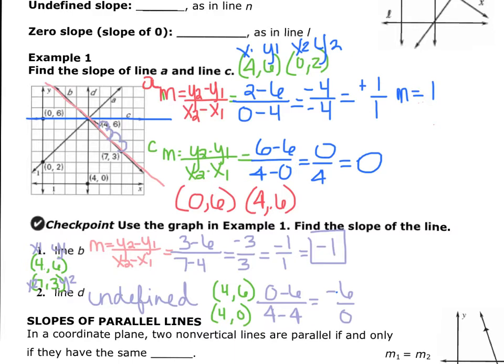You cannot divide anything by 0. Think about trying to divide a pizza into 0 pieces. That's just not feasible. So when you put this into your calculator, you get an error. When you get an error out of your calculator, that means that the slope is undefined. So vertical lines have an undefined slope, and horizontal lines have a slope of 0.